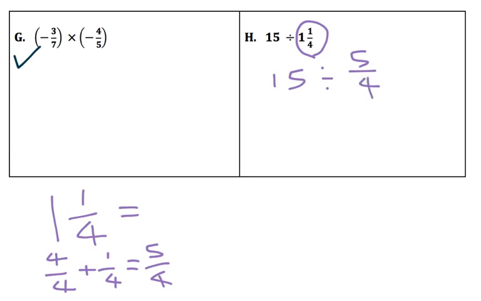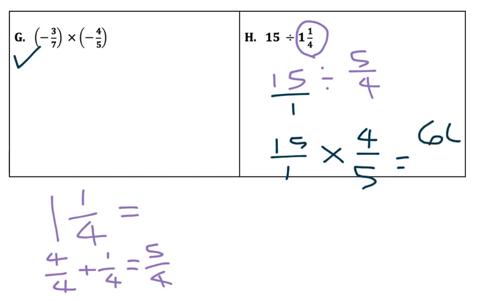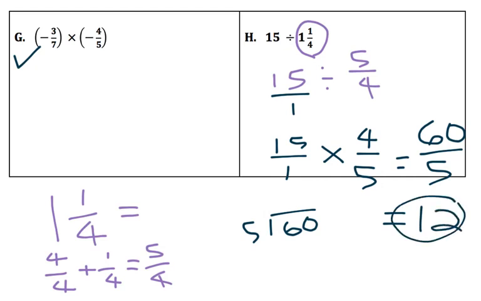Then 15 is the same as 15 wholes, or 15 over 1. And now I can just use keep, change, flip. 15 over 1. Change this to multiplication and take the inverse of 5/4, or flip it, to get 4/5. Multiplying across, 15 times 4 is 60, 1 times 5 is 5, and then 60/5 you can actually just use long division, or you could think 5 times what equals 60, and you should end up getting 12 wholes.